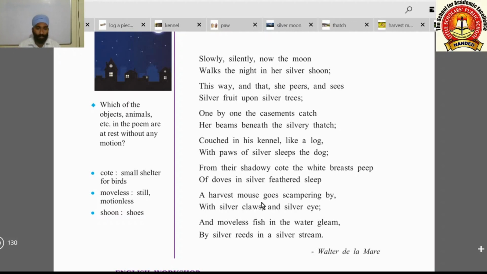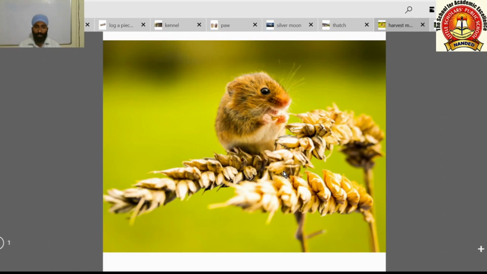A harvest mouse goes scampering by. A harvest mouse means what? Mouse, you know. But a harvest mouse is a mouse which eats cut crop. Farmers cut the crop in the season of cutting, so that cut crop is collected and placed in a room, and this harvest mouse goes there to eat that. We can see the image of that type of mouse. This mouse eats this type of crop, so it is called the harvest mouse.